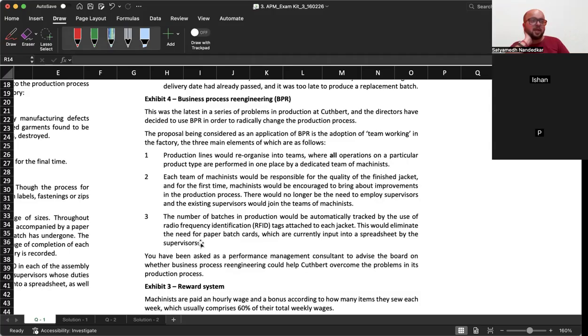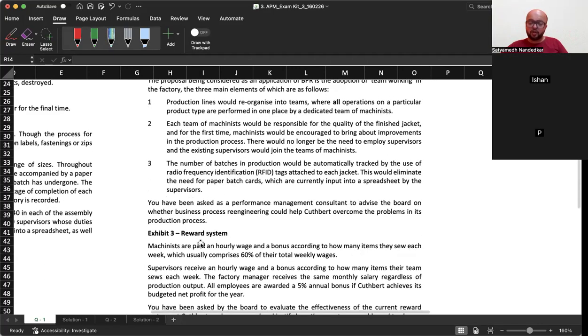What is happening here is that RFID, which is basically like a detector, like a radio frequency detector, helps to track the position of a particular jacket. This would eliminate the need for paper batch cards which are currently input into a spreadsheet. So again, you are going electronic here.